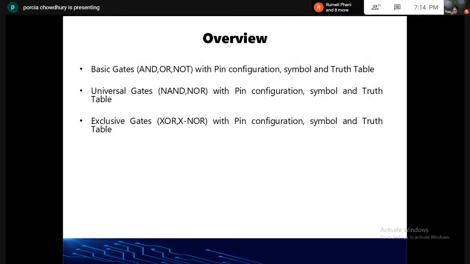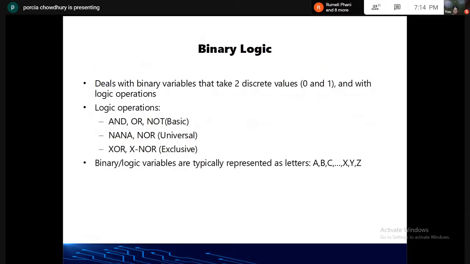Now this is basically binary logic. Binary means two, so binary logic means that it has either value 0 or 1. The logic operations which we observe in this class will be AND, OR, NOT, NAND, NOR, XOR, XNOR. Now the binary or logic values, that is input or output, we can name as A, B, C, or maybe X, Y, Z. So A and B will be your input, C output. Same way X and Y will be your input and Z will be your output. In this way we will refer.